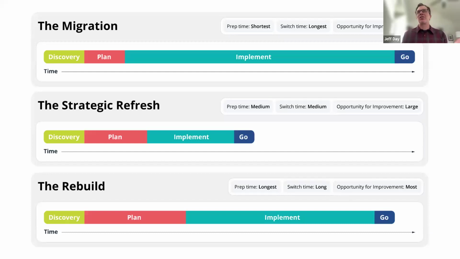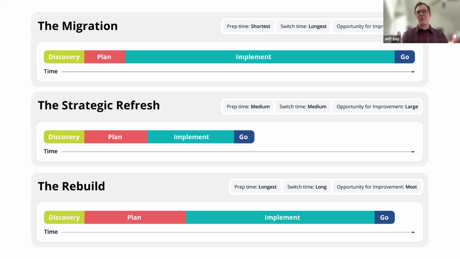Those three strategies in terms of how long the project itself is. The migration is quick up front because you just say, I want to move everything over, but the implementation time is long and complicated, and it's going to be the longest and most complex project of them. The rebuild tends to be a long one because it involves everybody and you're making adjustments to everything that you want to move over.